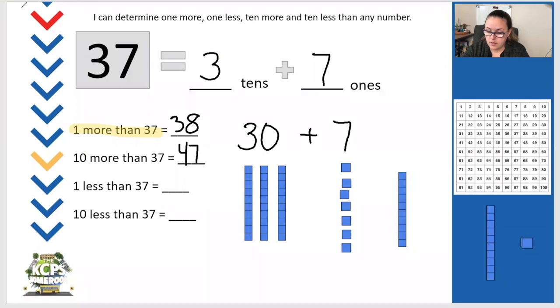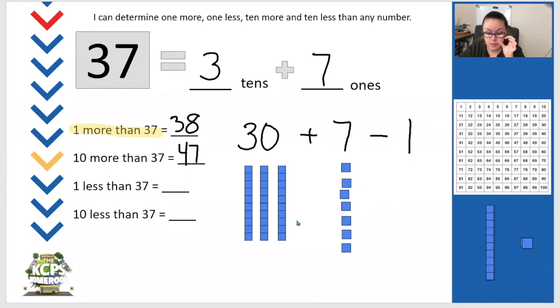Great job. Now we have to talk about 1 less than. So we need to erase drawings first and put materials back that we don't need. When we talk about less than, are we adding or subtracting? Which one? That's right. When we talk about a number being less than, we're typically subtracting. So when we talk about 1 less, we're going to take 1 away from 37.